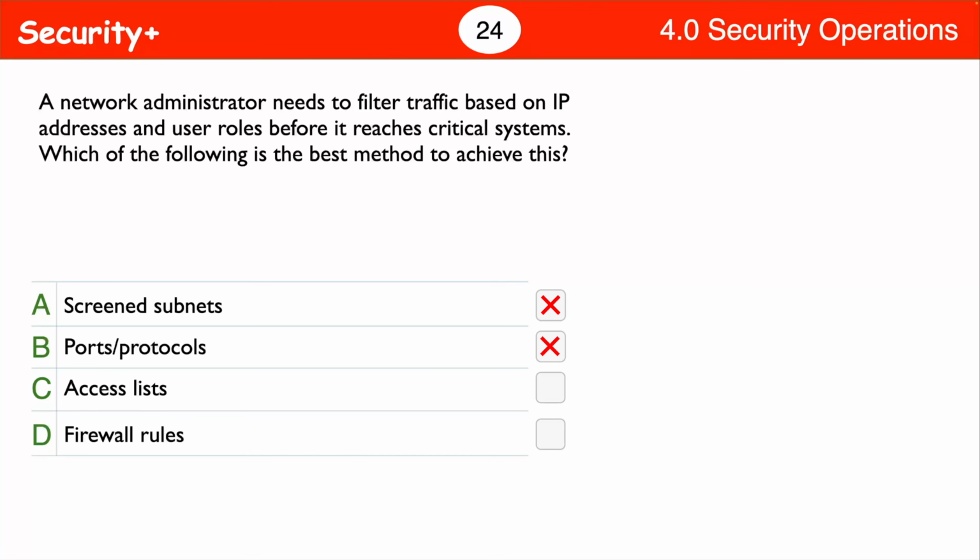C or D. And this is kind of a tricky one because both technically can be correct. Access lists or firewall rules can both be technically correct, but there's an answer here that actually defines the requirement, and that is C, access lists.